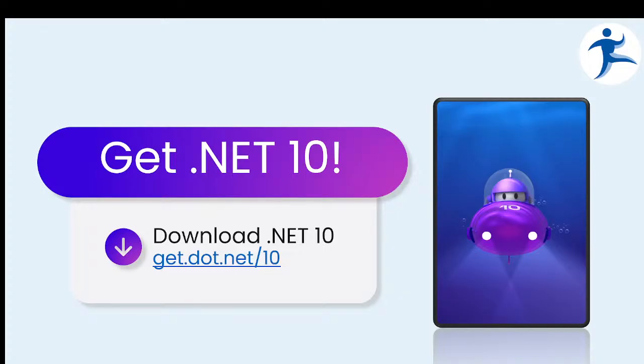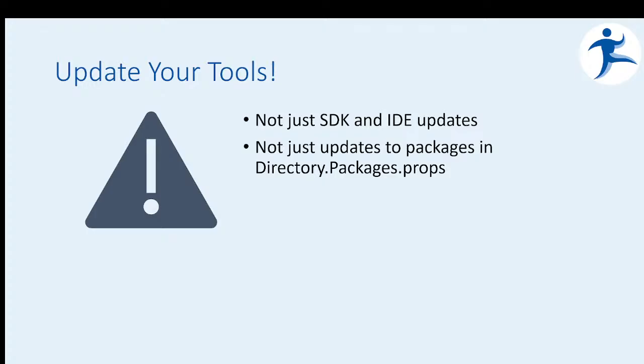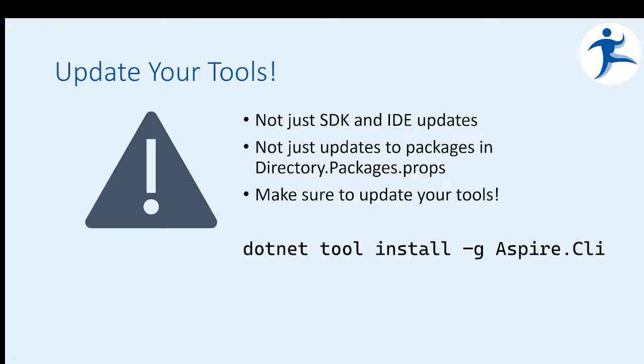Something else to keep in mind, because I want you to learn from my mistakes, is make sure you update your tools. This is not just an SDK. This is not just Visual Studio 2026. There's a little more to it. And one does not simply go into your Directory.Packages.props and change versions. There's a little bit more to it. For example, if you're using Aspire and the Aspire CLI, you want to make sure to update your tools. So make sure to do dotnet tool install -g aspire.cli. -g for global. If you're not doing it globally, remember to take off the -g.